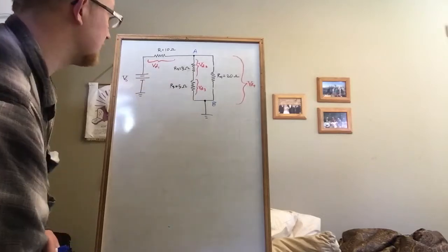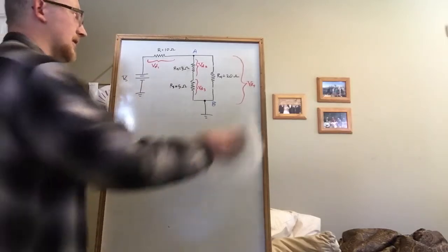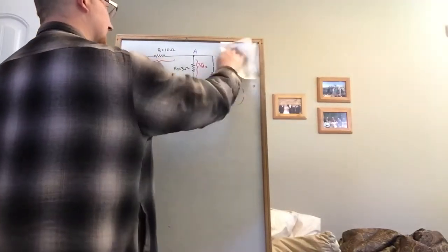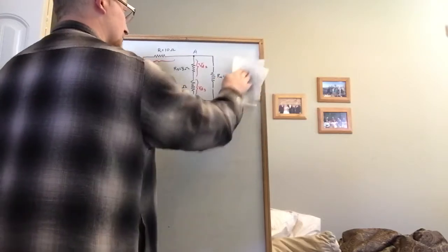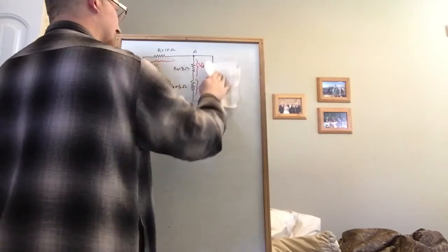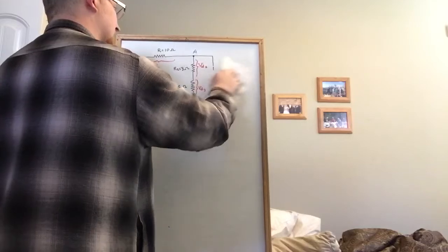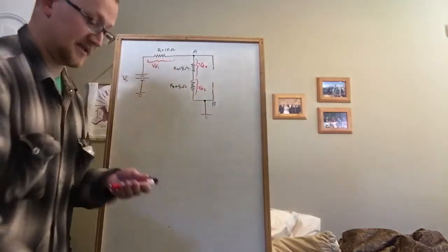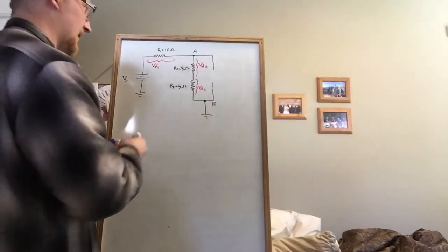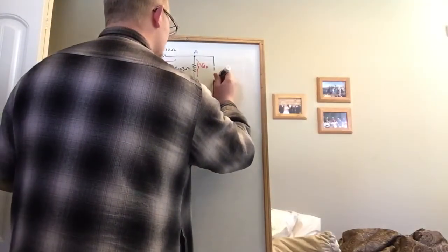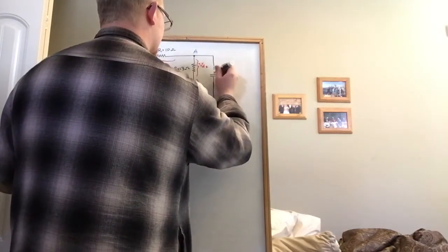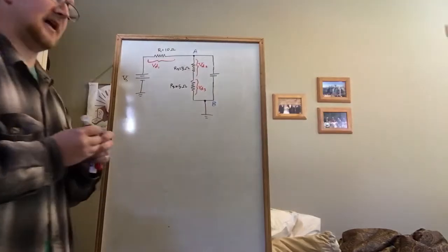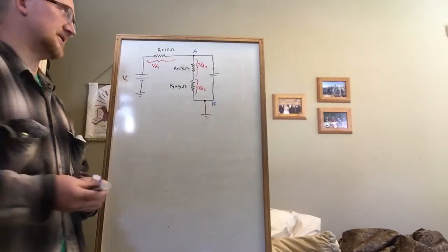So that's with resistors. Let's throw in a capacitor and see what difference it makes. So of course, adding capacitors in series is similar to adding resistance in parallel. And adding resistors in parallel is the same as adding capacitors in series.